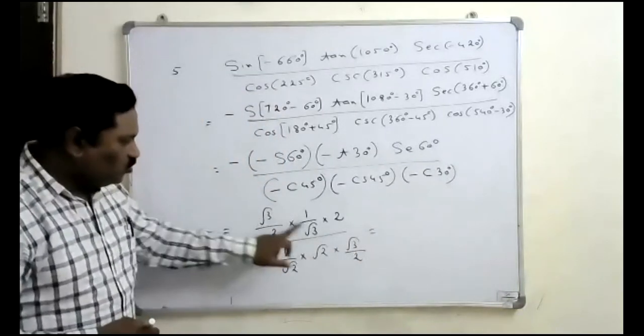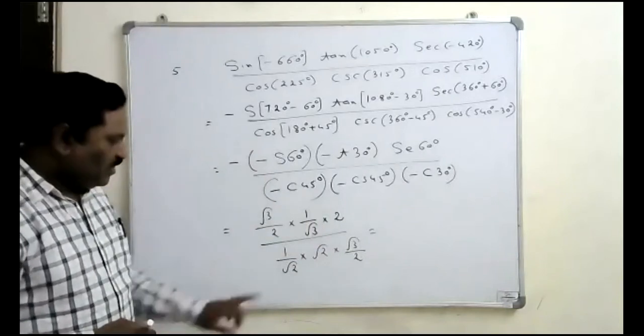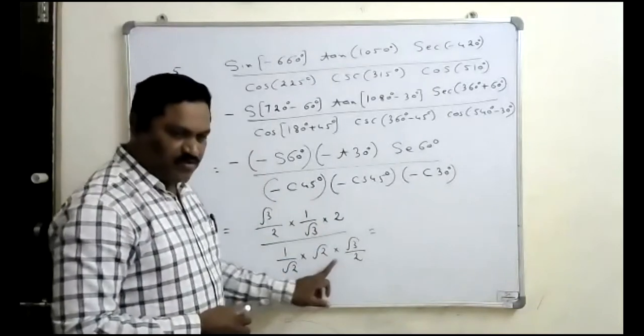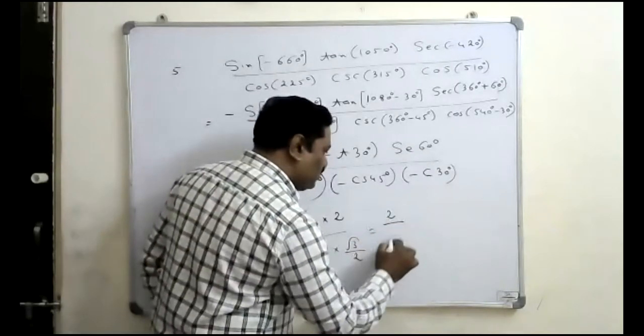Now here root 3 cancels, 2 gets cancelled. The numerator will get the 1 overall. Also root 2 gets cancelled. Root 3 by 2 is there. If it goes to the numerator, it will become 2 by root 3. This is the answer.